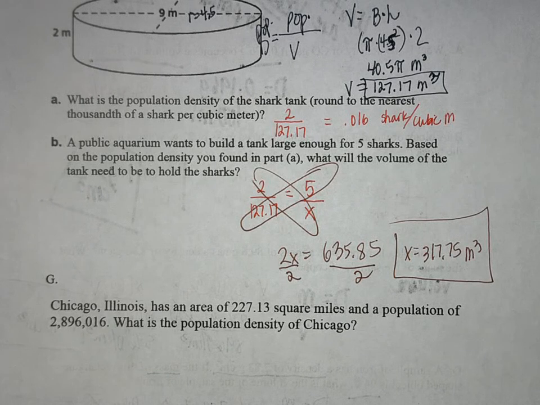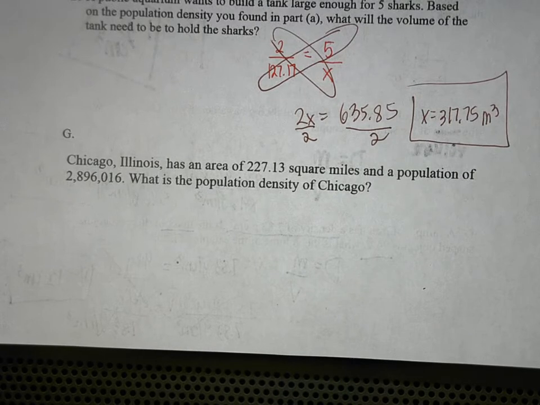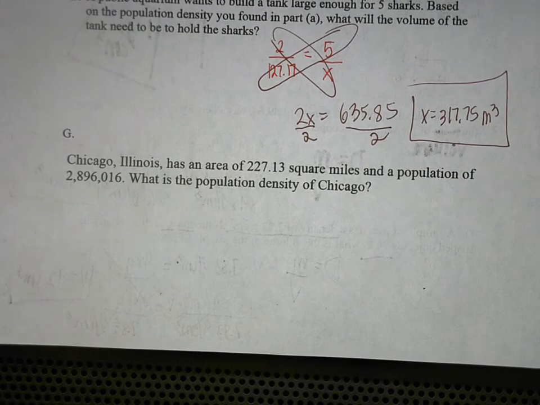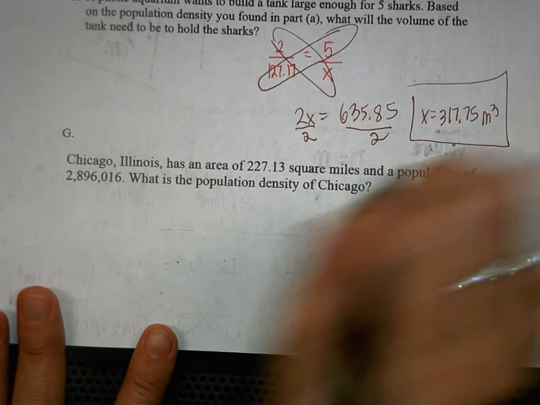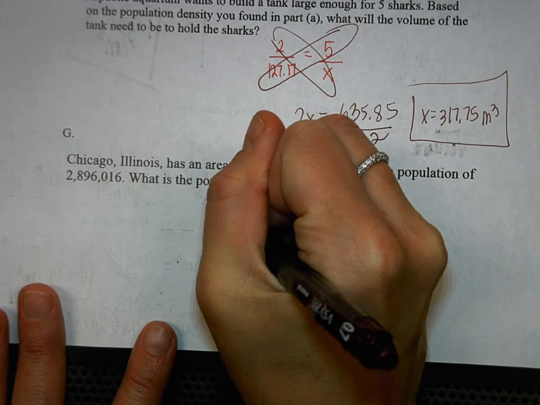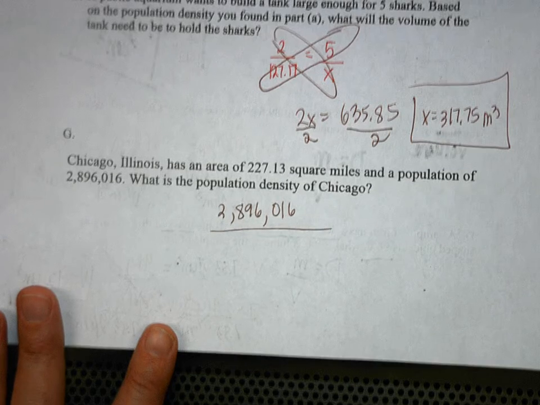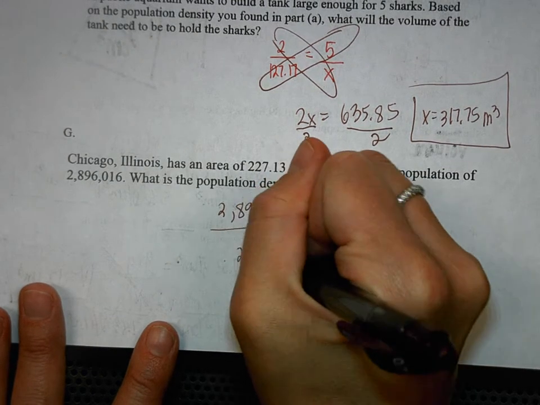Okay, the last one here. Chicago, Illinois has an area of 227.13 square miles and a population of 2,896,016. What is the population density? To find population density, you always take your population, so in this case our population is 2,896,016, divided by the area, and my area here is 227.13.